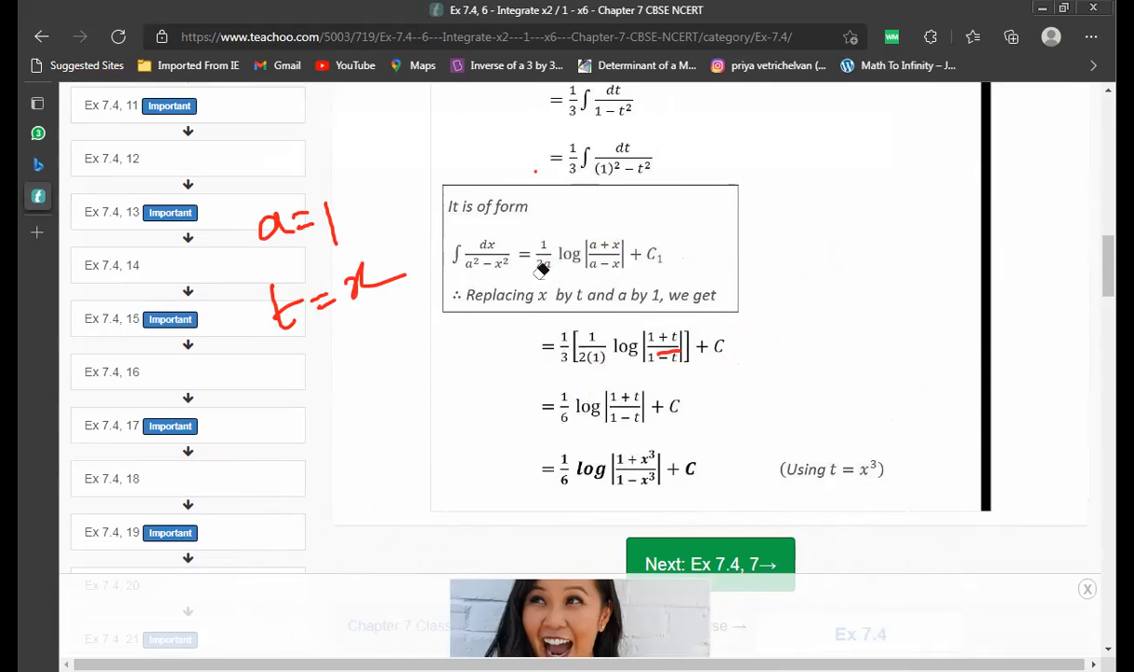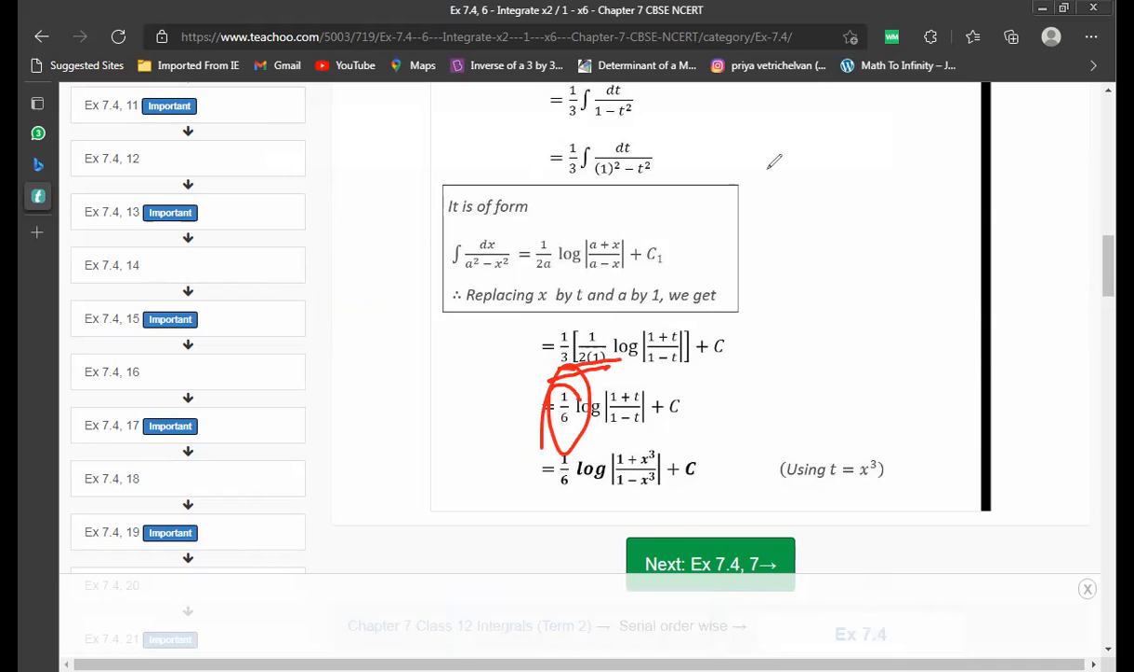So it will be 1 divided by 2 into a, which is 2 into 1, log of a plus x, so 1 plus x upon, I mean, x is t, right? So it's 1 plus t upon 1 minus t. Clear? And 1 by 3 into 2 can be written as 1 by 6.